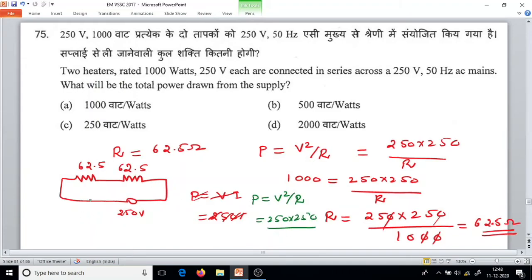What is the value of total R? That R is, what is this green color R? Not green color R. Total resistance R. 125. Divide, what happens? 2 times. 2 multiplied by 250 equal to 500 watts. So the answer is option B, 500 watts.